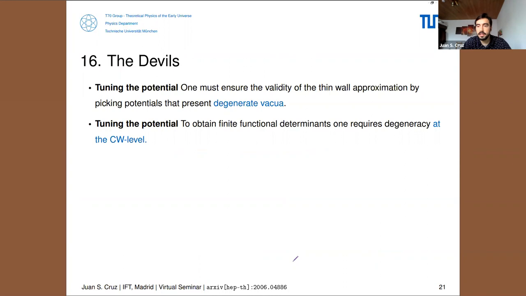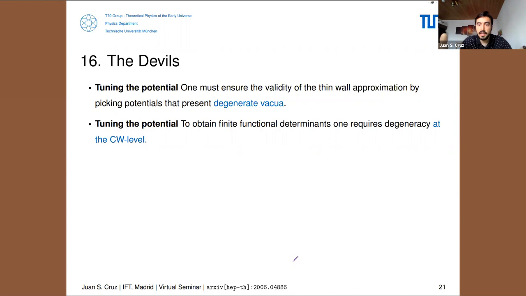So let me start with the tuning of the potential. In order for us to use the thin wall approximation, which is somehow connected to the functional determinants being finite, we were forced to tune the potential so that the vacua were degenerate at the Coleman-Weinberg level. So the Coleman-Weinberg level is actually our starting point where we find the bounce for that theory, and then we plug it back and follow our recipe.